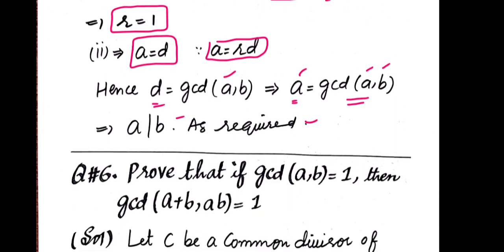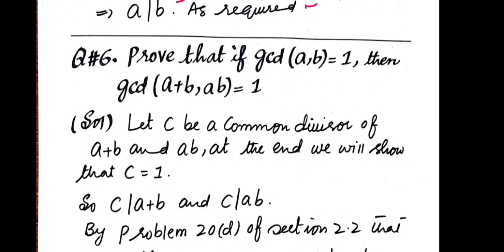Next, question number 6, which is also a property of GCD. If A and B have a GCD equal to 1, then A plus B and AB also have GCD equal to 1. To prove this, I will take C as a common divisor of A plus B and AB. At the end, we will show that C is equal to 1. We will show that C is the greatest common divisor and its value is 1. So, as C is the common divisor, C divides A plus B and C divides AB.